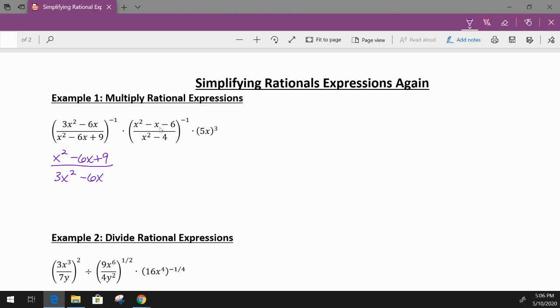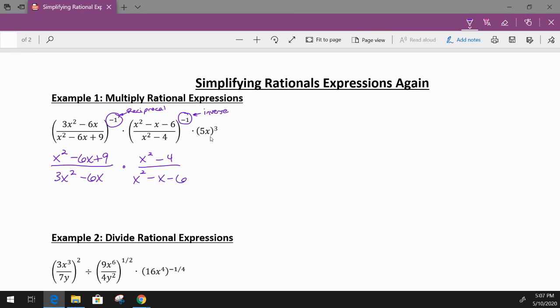The same thing is going to happen with this fraction, again, because its exponent is -1. So this again means the inverse or the reciprocal of the fraction. So when we take the reciprocal of the second fraction, we get x squared minus 4 in the numerator and x squared minus x minus 6 in the denominator.